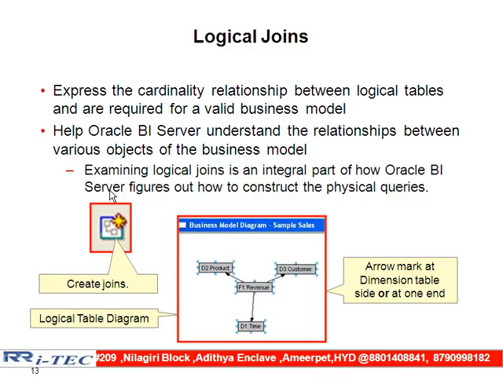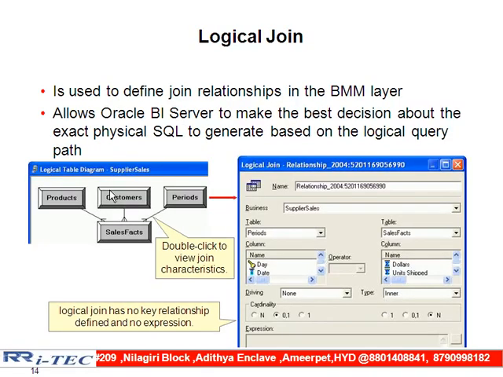Fifth point is what, sir? Logical joins are required to create optimized queries. That's the reason I wrote that point. Next one, logical joins explanation only. It is easy to define join relationships in the BMM layer. It allows the Oracle BI Server to make the best decision about the exact physical SQL to generate based on the logical query path. Exact SQL means that is optimized SQL.